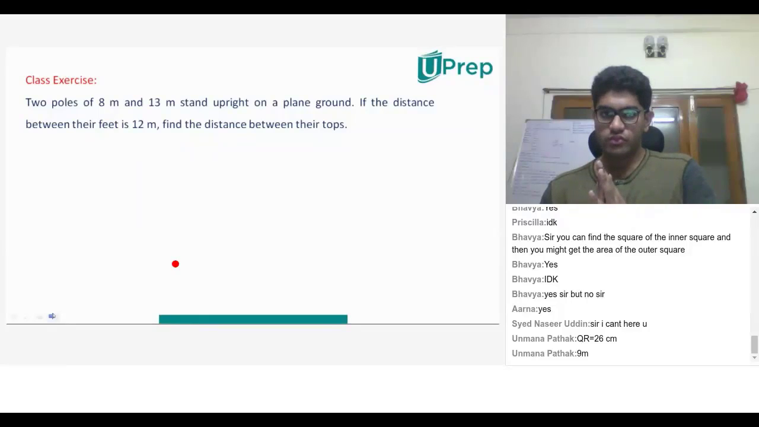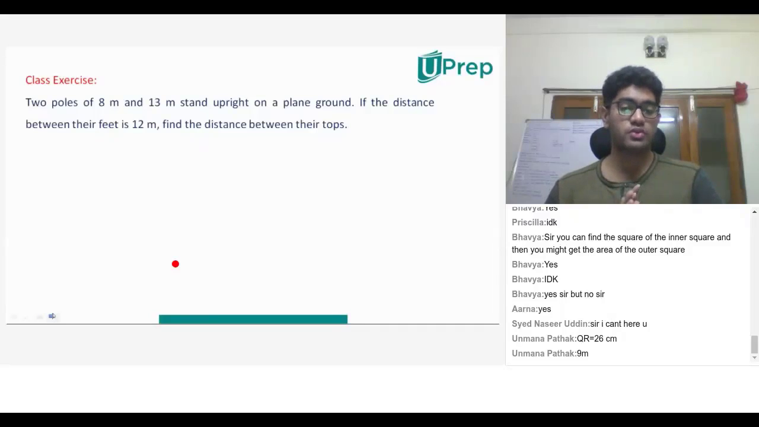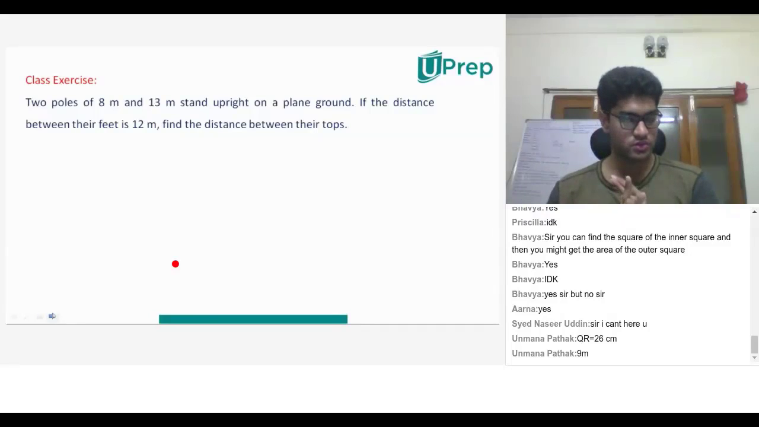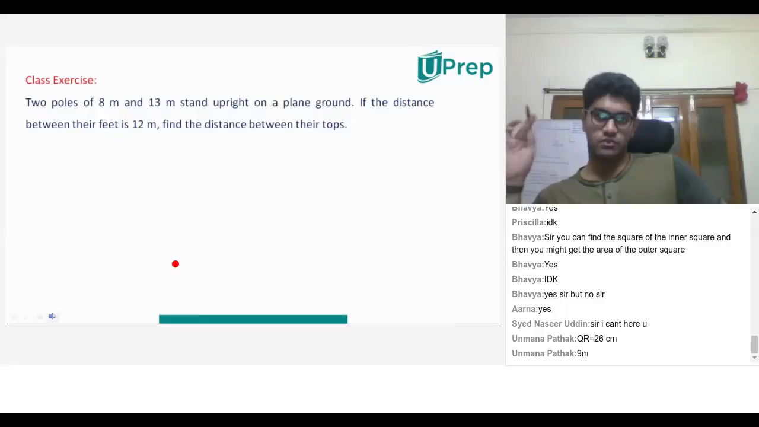Sir, what do you mean by distance between their feet? What's the distance between their tops? The two poles, the distance between the top of... If the distance between their feet is 12, does that mean that the distance between the two poles is on the ground? Yes, obviously. Your feet are on the ground, right? Yes. Chalo, jaldi, a minute and a half, nothing more than that.